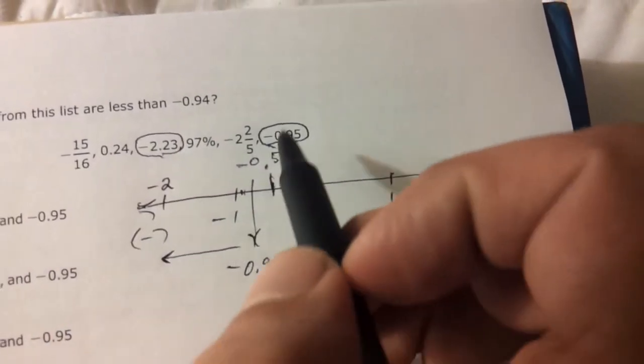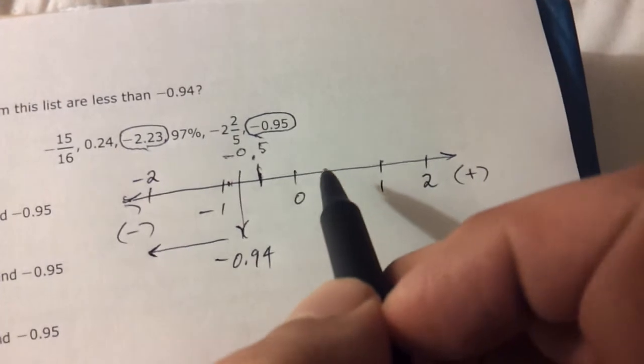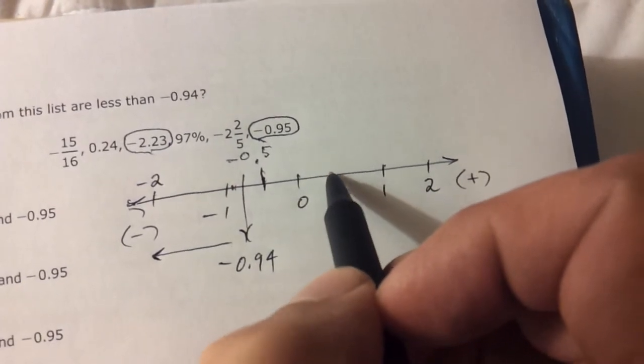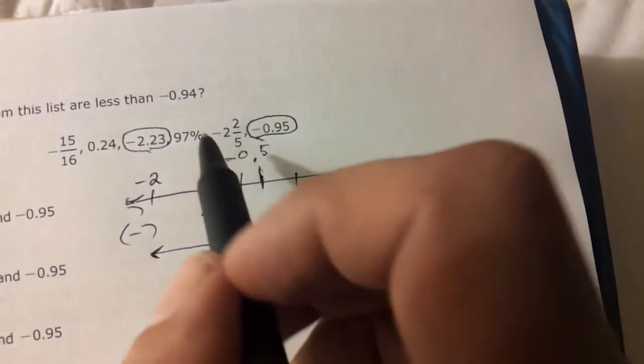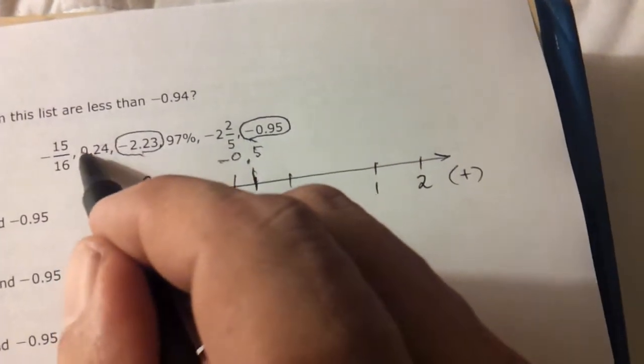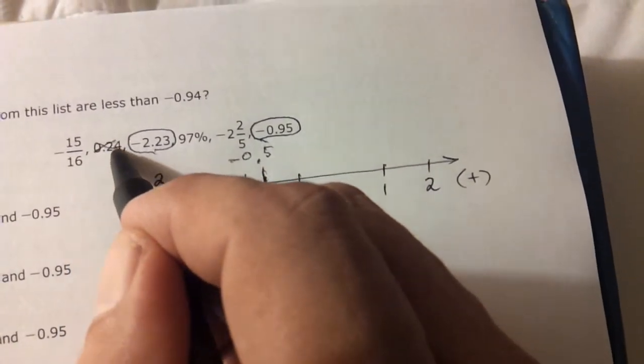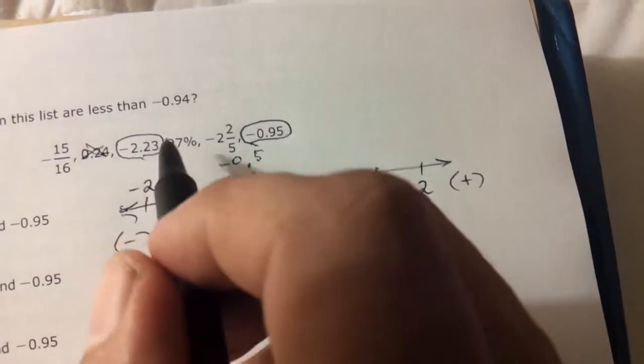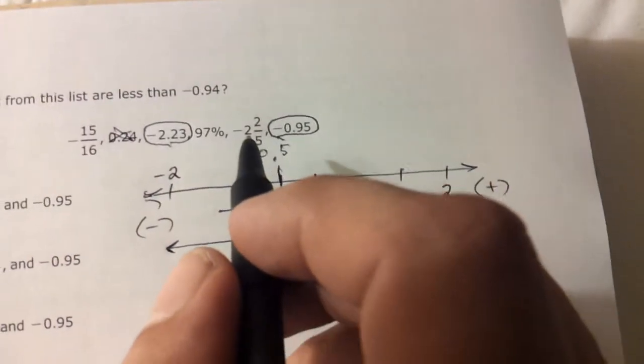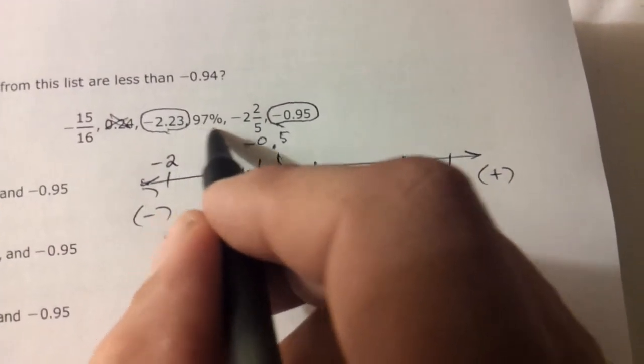Positive 0.24, well, that's positive. Positive is going to be over here, so if this isn't positive 1/2, then positive 0.24 is going to be there. So it's definitely not going to be there. That leaves us with just a few more numbers to look at. Let's look at 97% real quick.